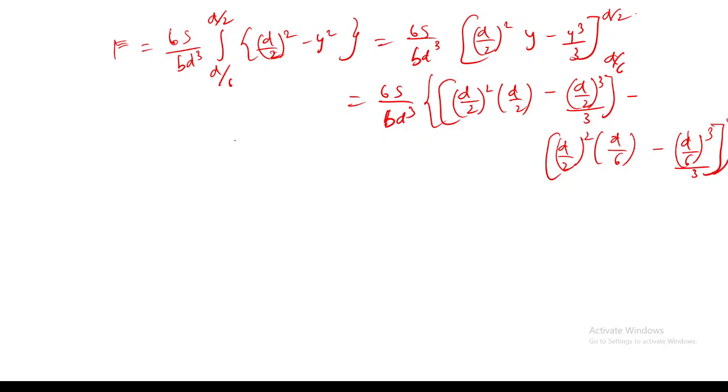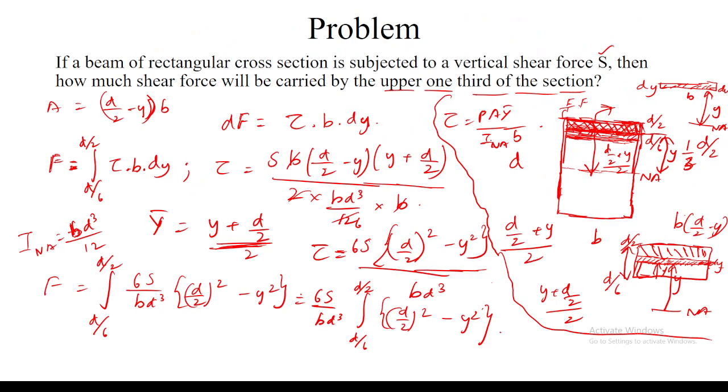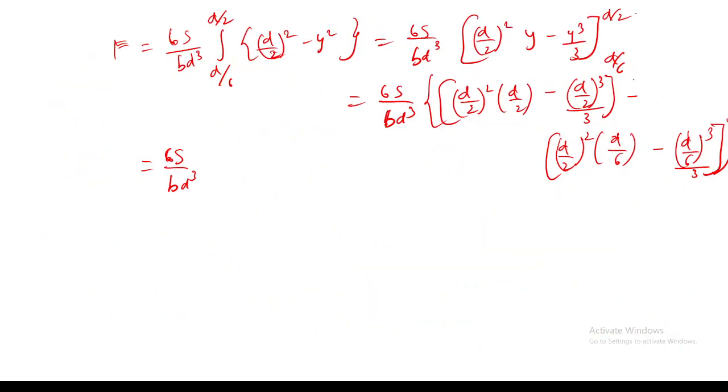After this, 6S divided by BD cube, is there a term missing? The B term. Yes, B into dy: dF equals tau B dy. So I have missed the B term, that is what you are saying, right? Okay, fine. So here B and B get cancelled, right?